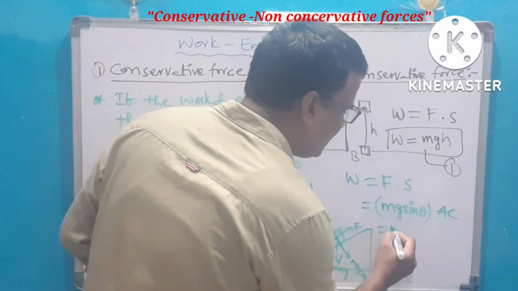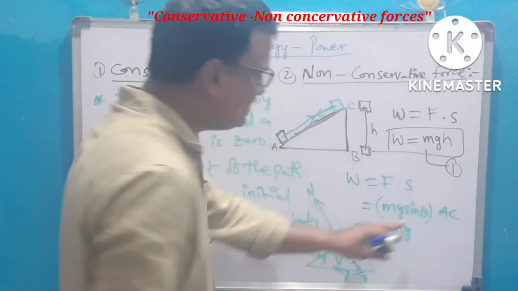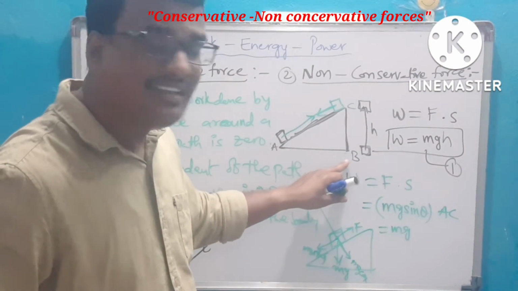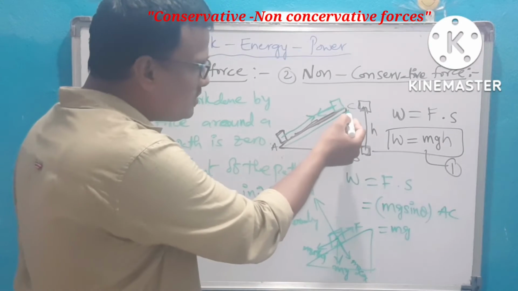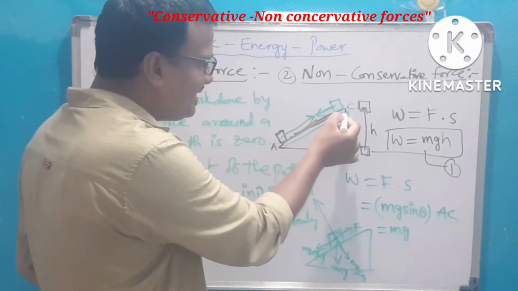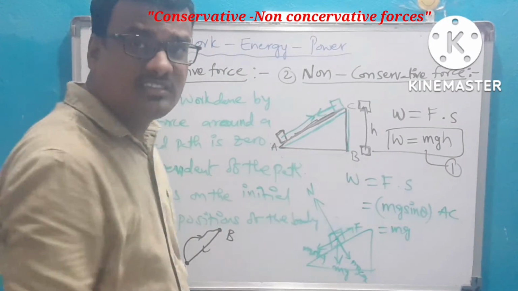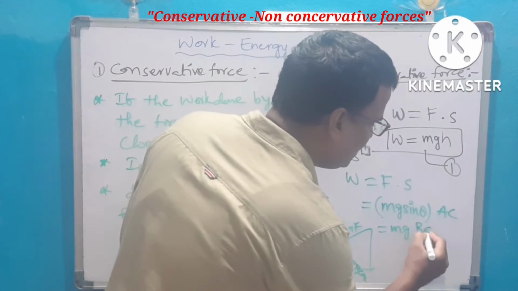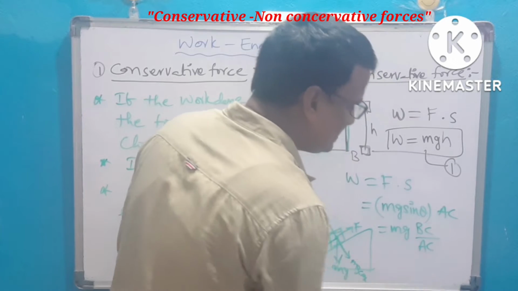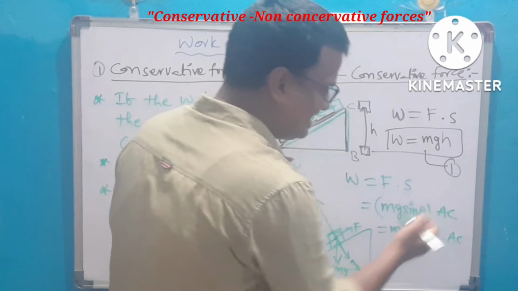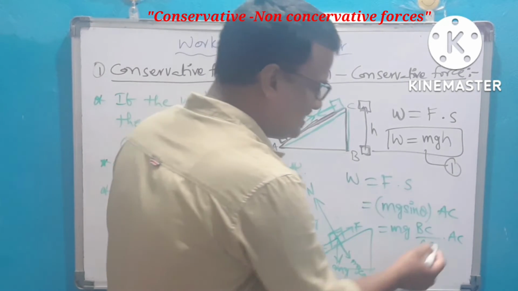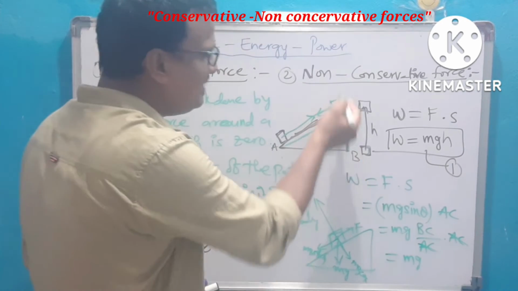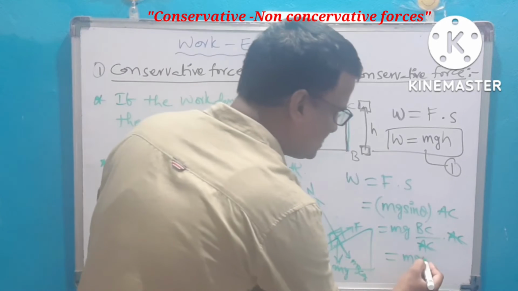So now we can write mg, and from this triangle ABC, what is sin theta? It is BC by AC, BC upon AC. Again here AC is the displacement, so AC cancels. So now mg, what is BC? It is the height h. So that's why h.